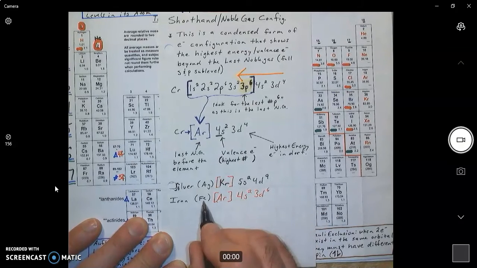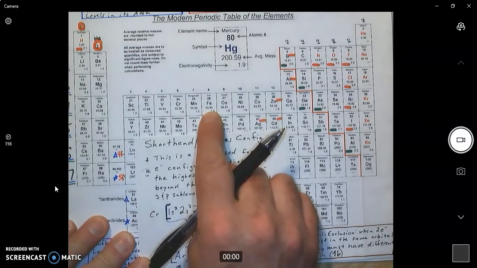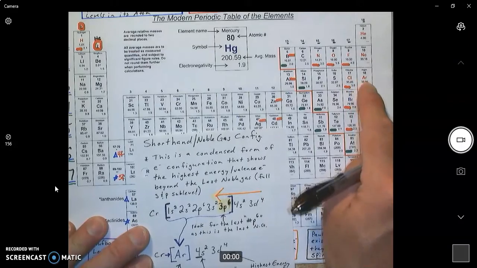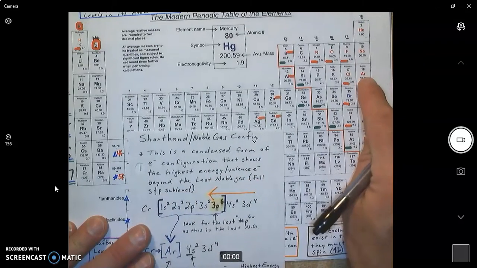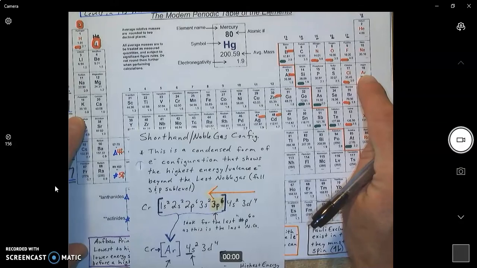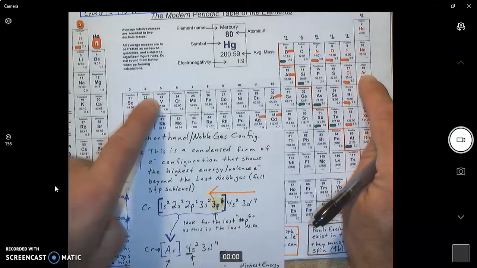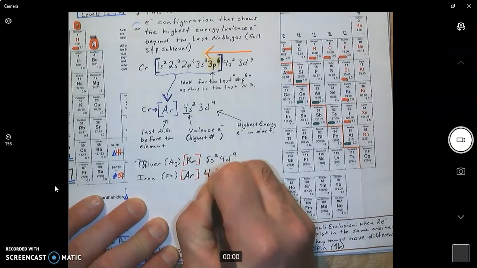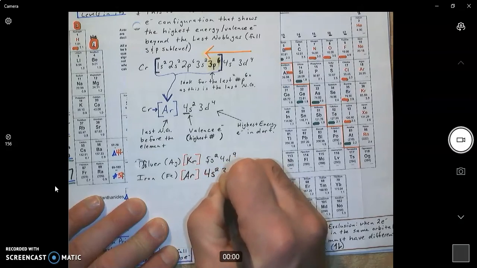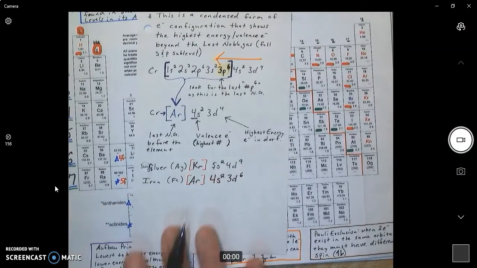Let's look at the next one. Let's look at iron. For iron, we go to the end of the third row, which is argon. We put argon in our brackets, and then we pick up where argon was. So argon and 4s2, 3d6. 1, 2, 3, 4, 5, 6, and 3d6. So argon and 4s2, 3d6. That's what we call the shorthand configuration.